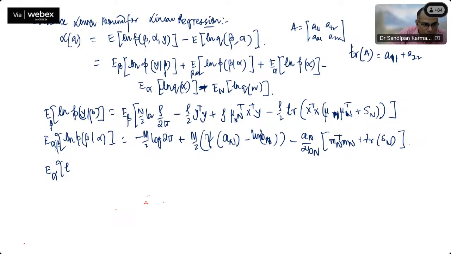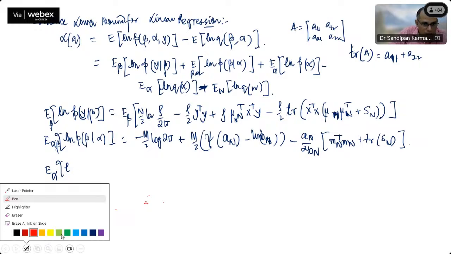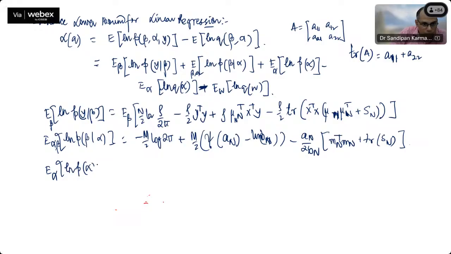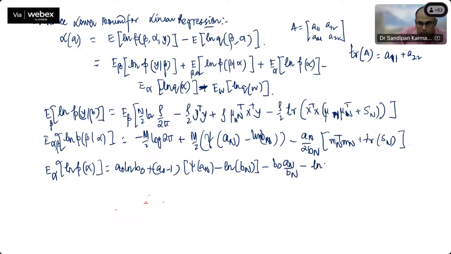E of alpha, ln p of alpha. That is coming as a0 ln b0 plus a0 minus 1 times psi an minus ln of bn, minus b0 times an by bn, minus ln gamma a0.